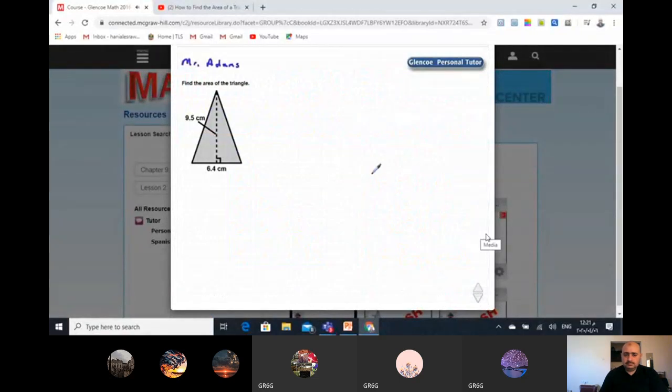Hello, I'm Mr. Adams. Today we're going to do a problem involving area. Find the area of the triangle. All right, we have our triangle here. This length is 6.4 centimeters. The height is 9.5 centimeters. So the formula for area of a triangle, area equals 1/2 base times height. And we'll do some substitution here. Area equals 1/2 of 6.4 times 9.5.